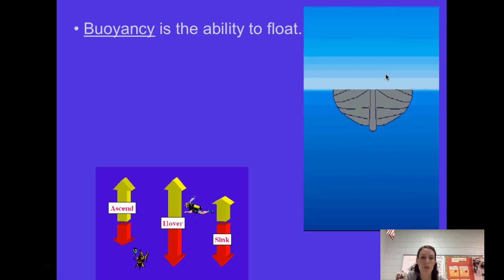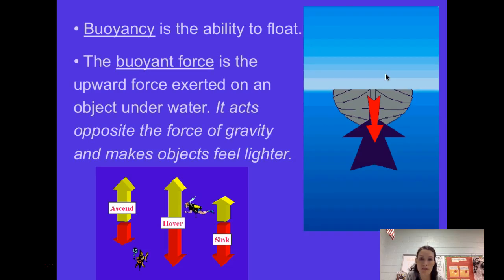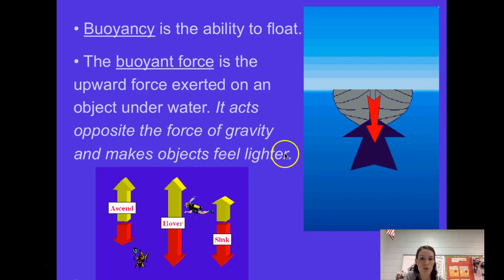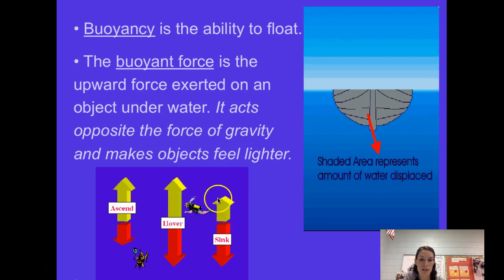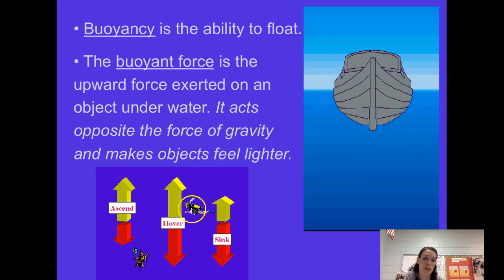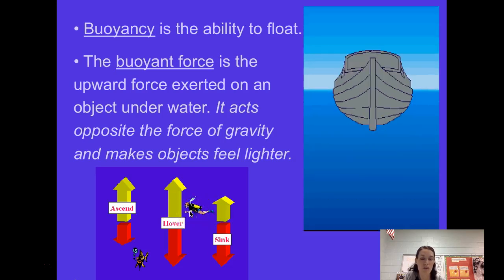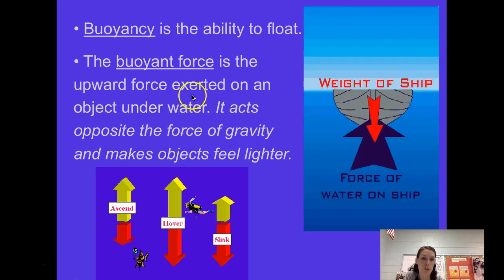Buoyancy is the ability to float. So if something is buoyant or has high buoyancy, it's going to be able to float. The buoyant force is the upward force exerted on an object underwater. It acts opposite the force of gravity and makes objects feel lighter. When you go swimming, you may feel lighter. You should. Kind of like this scuba diver down here. As the scuba diver is swimming, they don't feel as heavy as they do if they were standing on the ground. They should feel a little bit lighter due to this buoyant force.